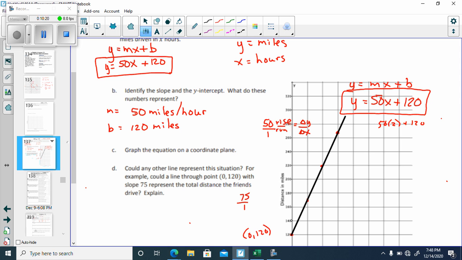In fact, if you plot it, it'd be 20, 40, 60, 75 over 1. That'd be about there. And then you go up another 75. If you drew a line like that, guys, it wouldn't be the same line, would it? It would go through here and it'd go up much faster than the other one. So no, that wouldn't be the same line. It wouldn't give us the same relationship. Okay.